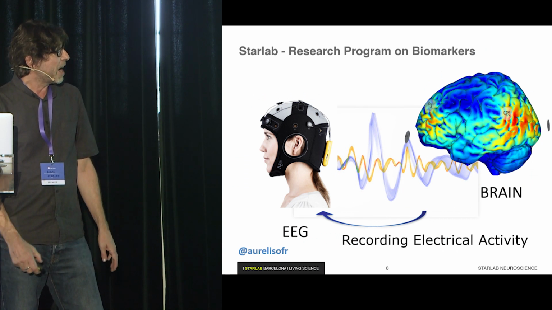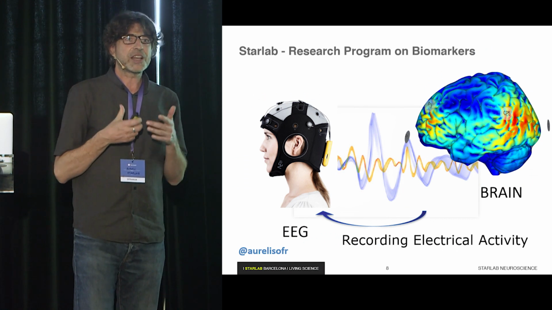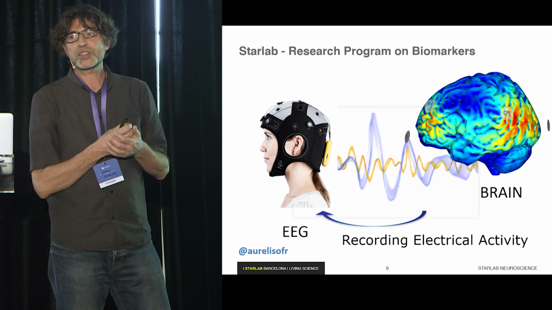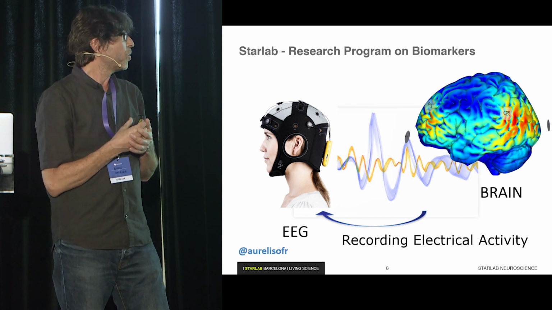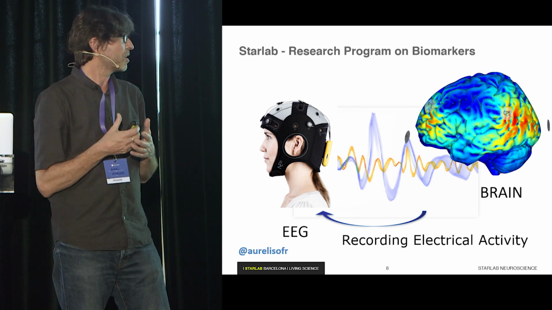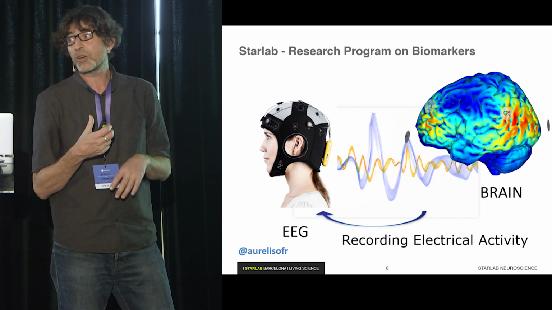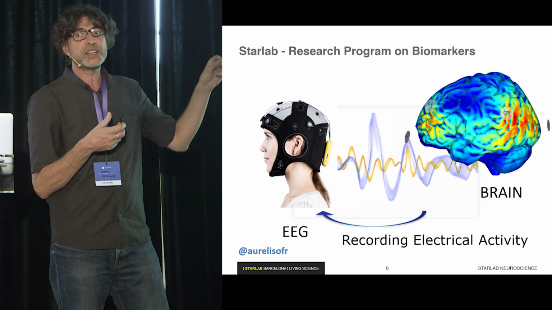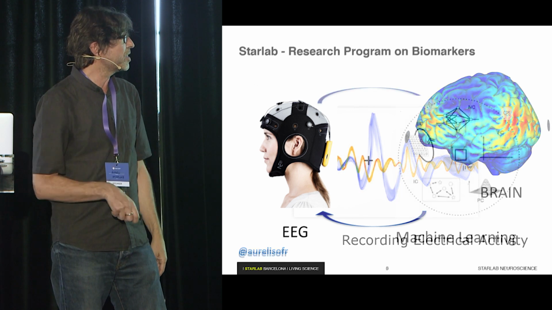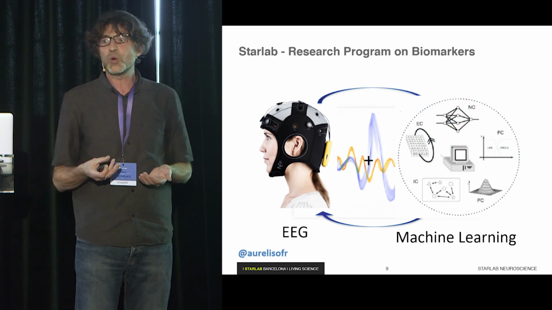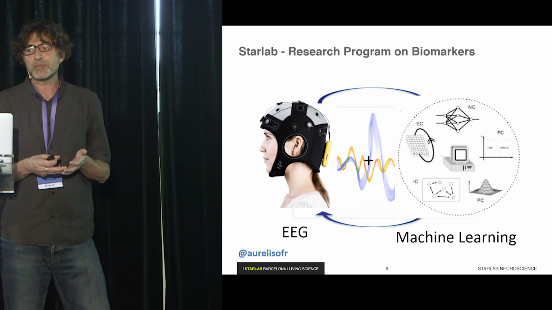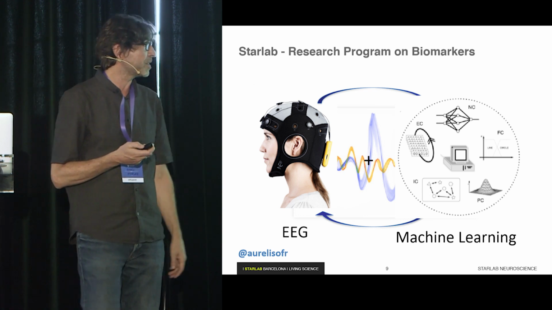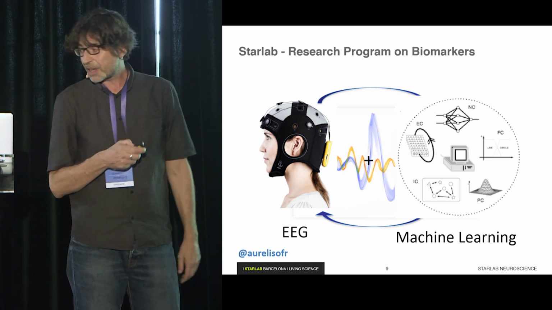So basically what we have is a brain that generates electrical activity. We record this activity with some devices that are called EEG, electroencephalography, that turn this electrical activity in the brain into digital signals. And with these digital signals, what we do after is apply machine learning algorithms to provide different services.